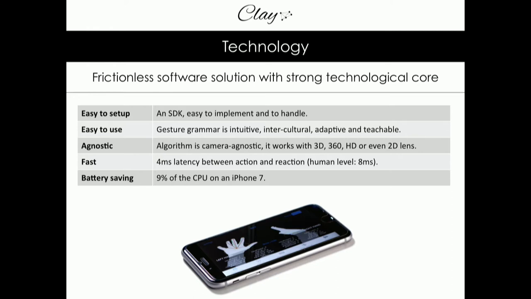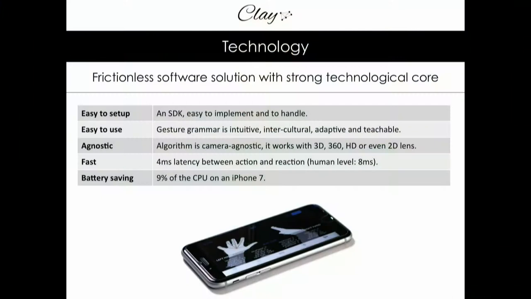We have to provide something very, very fast, because it's only 4 milliseconds between action and reaction. You know, human perception is about 8 milliseconds, so we have to go below this. It's important for us. And why? Because there is only one signal. If you use something like Leap Motion, there is a lot of infrared. Our technology is very fast because it's very simple. There is only one signal. We have to do some very hard computing, but it's very efficient. And also the battery saving, only 9% on an iPhone 7. It's available now for iOS and also Android in 1 or 2 months. So it's ready now.